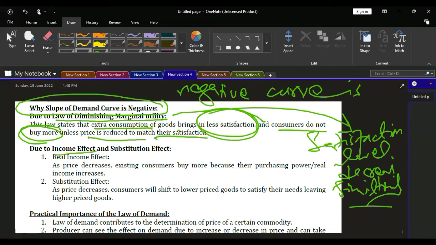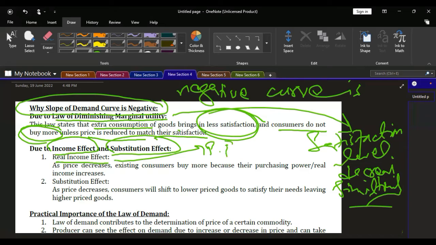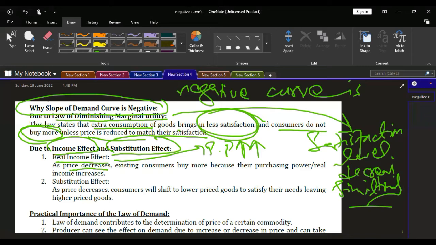Second effect is the income effect and substitution effect. Income effect: when the income of a consumer increases, its purchasing power, that is the power to consume goods, also increases, and he purchases more of a good as compared to the previous time. As prices decrease, existing consumers buy more because their purchasing power, or real income, increases. Second is the substitution effect.